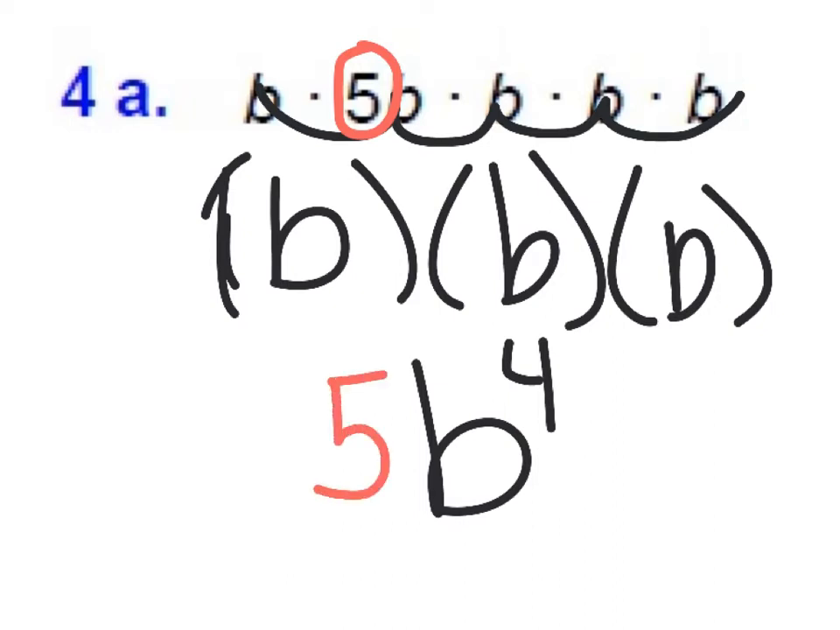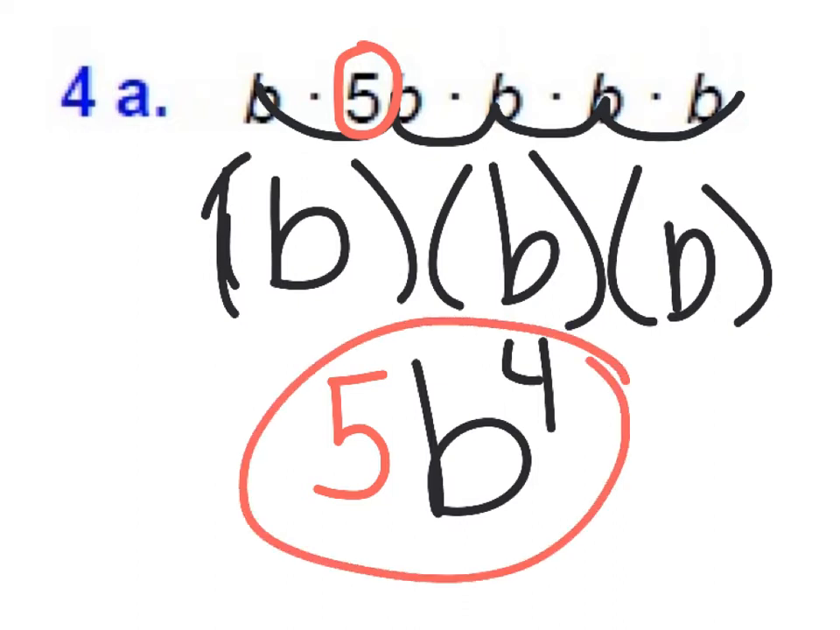And let's pretend that this was a 2b here, it'd be 10b. So you basically multiply all the ones that are on the front, combine all those, and then you take the b's and you add them up, and that's your exponent value, okay? So, but here's the answer, 5b to the 4th power.